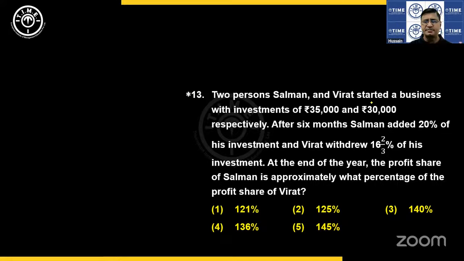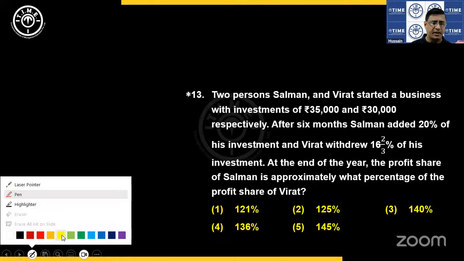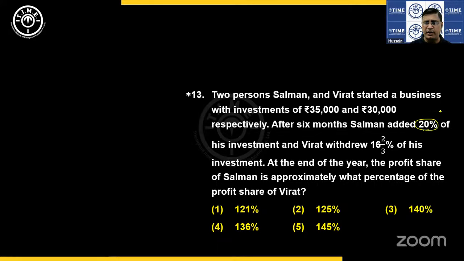Salman and Virat started a business with investments of rupees 35,000 and 30,000 respectively. After 6 months, Salman added 20%. 20% means 1/5 of the value. And Virat withdrew 16.2 by 3%. 16.2 by 3 means 1/6 of the value. At the end of the year, the profit share of Salman is approximately what percentage of the Virat?